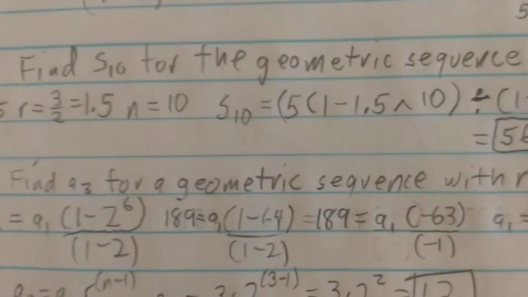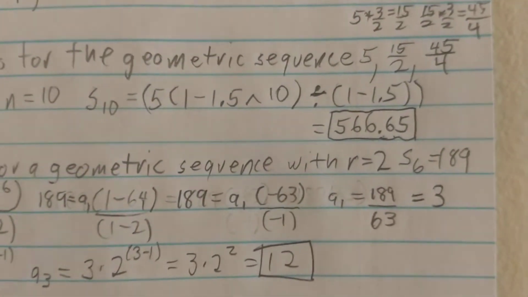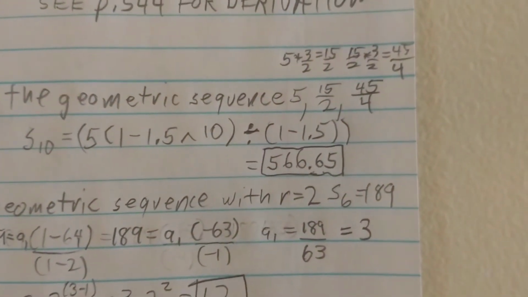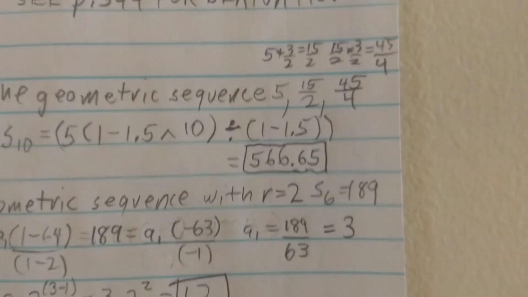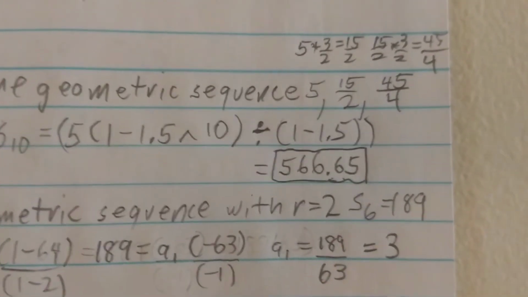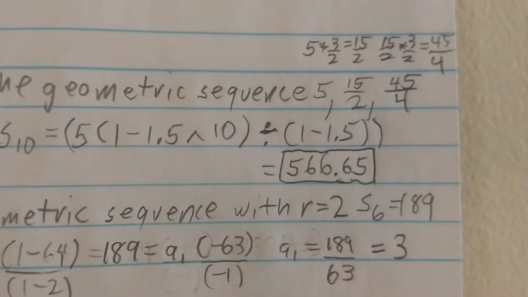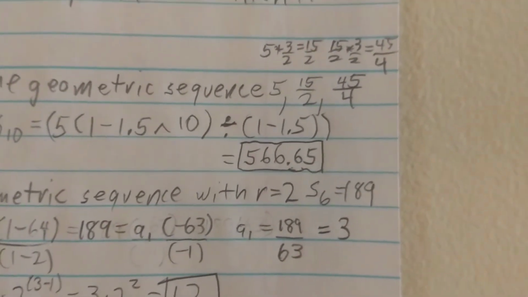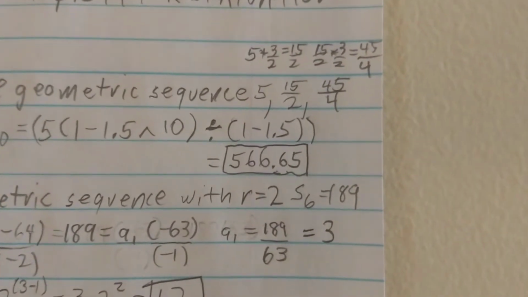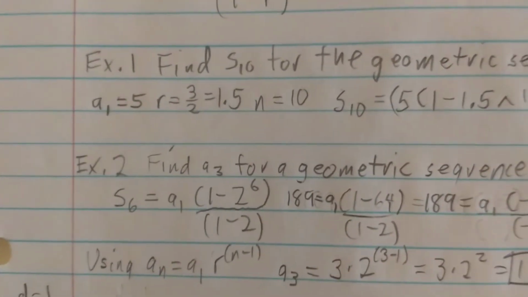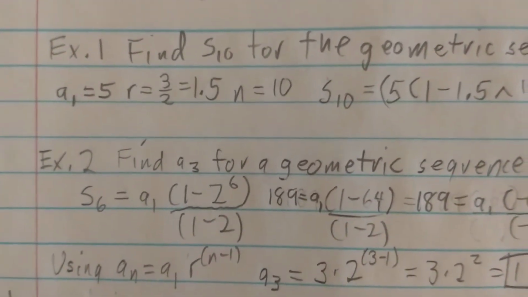Find S sub 10 for the geometric sequence 5, 15 halves, 45 fourths. Now, as you can see above there, it's hard to take the second one divided by the first one, but if I can look and see what I need, it's 5 times 3 halves is 15 halves, and 15 halves, the second term, times 3 halves gives me 45 fourths. So I can see my multiplying term r is 3 halves or 1.5 for the calculator, and my first term is 5.